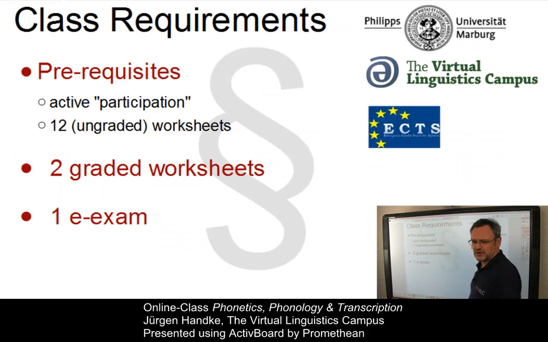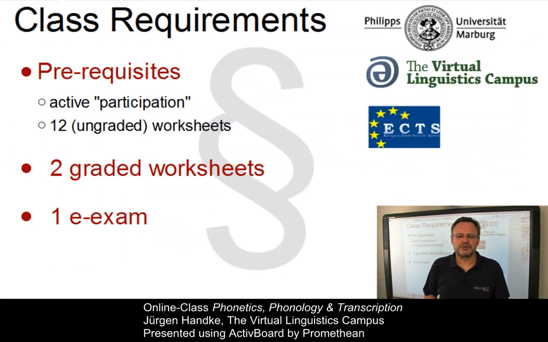Finally, you want to know what you have to do in order to get the 4 class credits, where 1 credit is the equivalent of about 30 hours workload. Our prerequisite is that you actively participate. In an online class, this means go online, study the content and the videos, and do the 12 ungraded worksheets as well as the practicals. Your final grade will be calculated on the basis of 2 graded worksheets that make up 40% of the final grade and 1 e-exam that makes up 60% of the final grade. How the e-exams work will be explained when required.